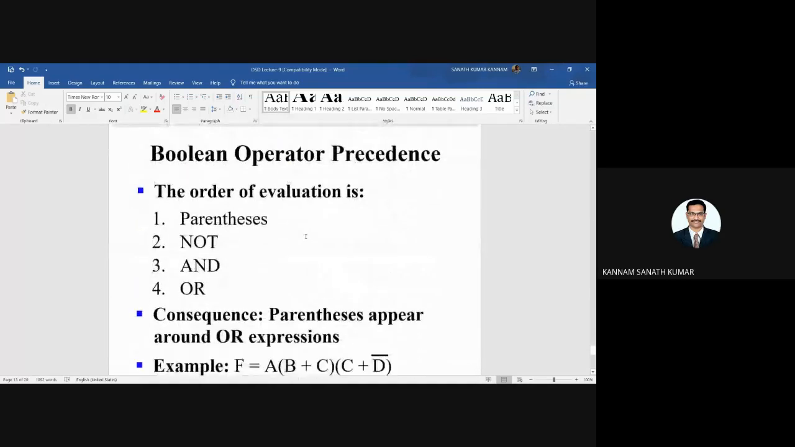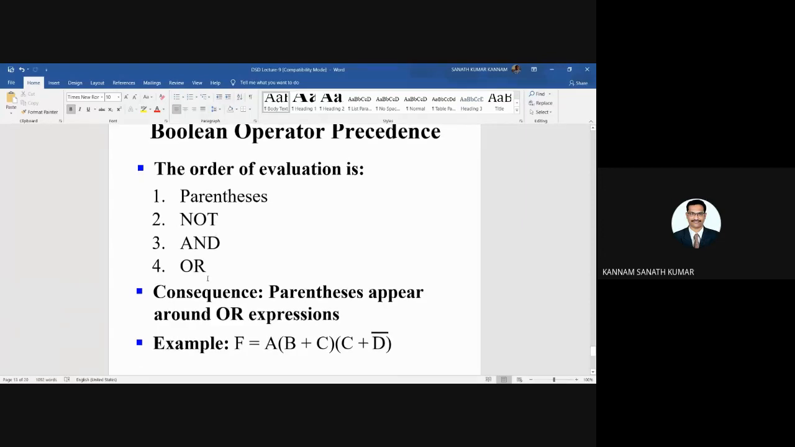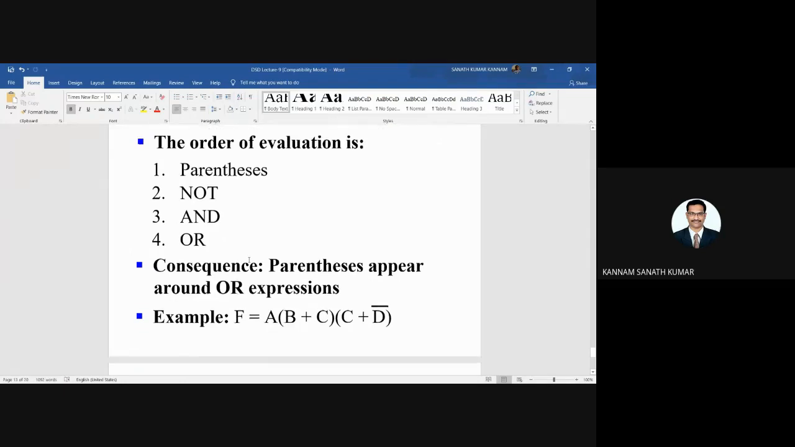So, Boolean operator precedence, that means the order of evaluation. First you have to evaluate the parenthesis, the normal brackets, then not, and, or. This is the order of evaluation of any Boolean expression.